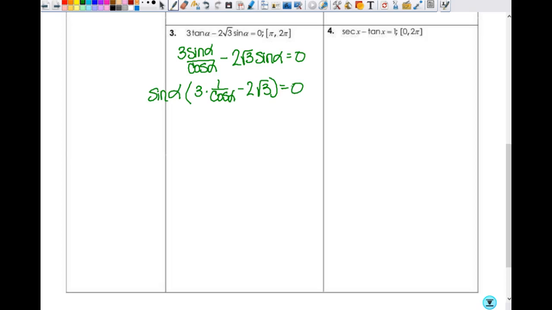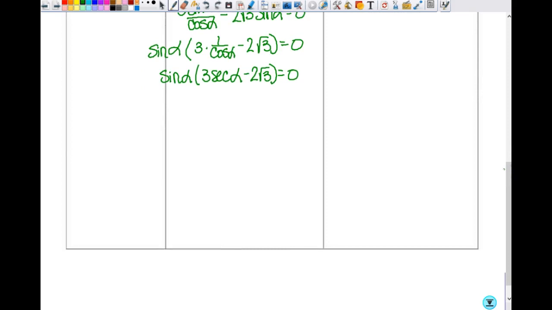Everybody good with all that? Okay, now, what is 1 over cosine? Secant. So I could have just put secant here. I just didn't want to lose anybody. I could skip that step and just go straight to secant, and it's fine. So I have sine of alpha times 3 secant alpha minus 2 square root of 3 equals 0. So now I have it factored, so at least the sine and the secant, even though they're different, it's fine because I can split them differently. There's 2 different factors here. So now sine of alpha equals 0, and secant alpha equals 2 square root of 3 over 3.